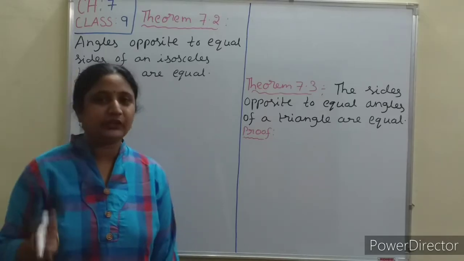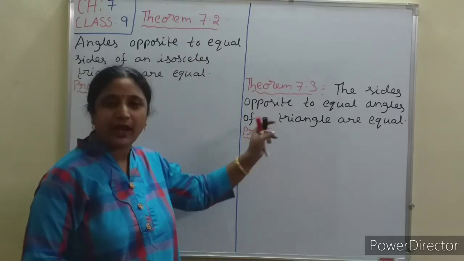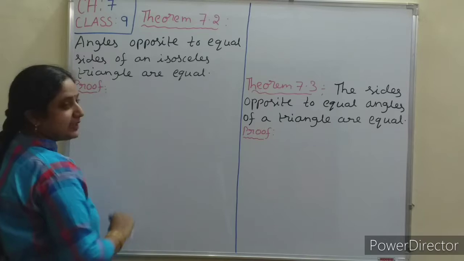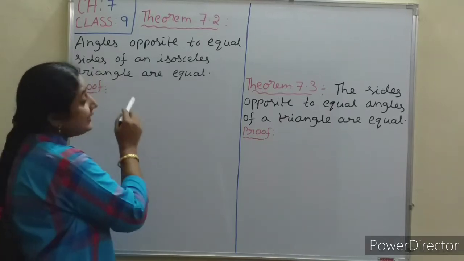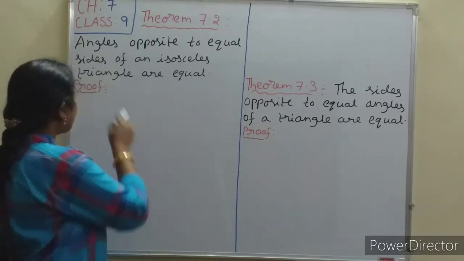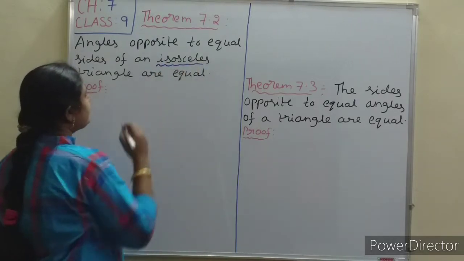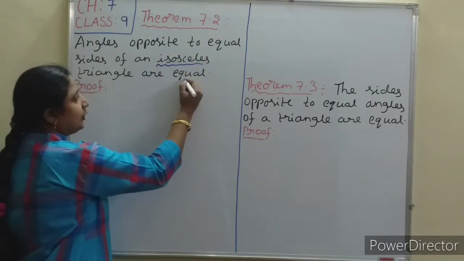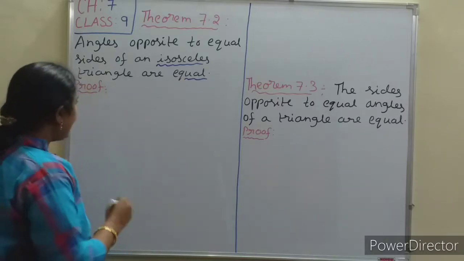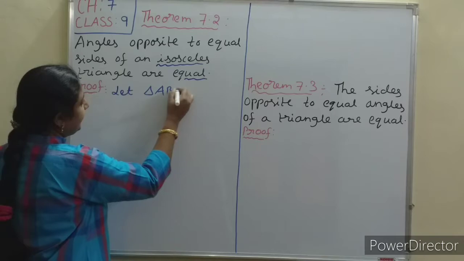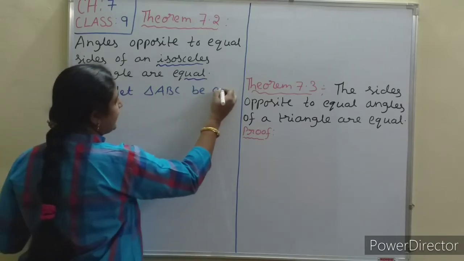In this video we are going to learn theorem 7.2 and 7.3. Okay children, so theorem 7.2 statement is: angles opposite to equal sides of an isosceles triangle are equal. Here we will take, let triangle ABC be an isosceles triangle.